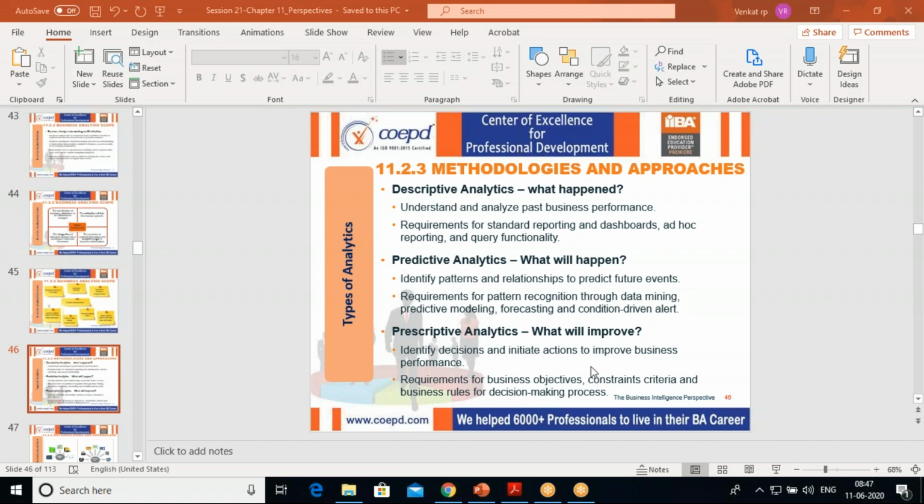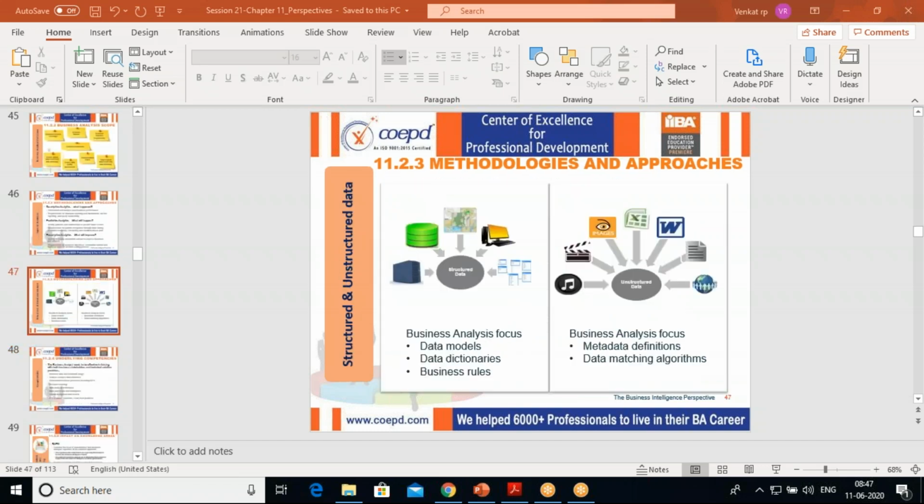For that we have to look into the business objective, constraints, criteria, and the business rules for the decision making process. From there we can get into prescriptive analytics. Fine. So in analytics we have descriptive, what has happened, predictive, what is going to happen, and prescriptive, where we add our influence and good practices so that we can get the future as per our requirements, right?